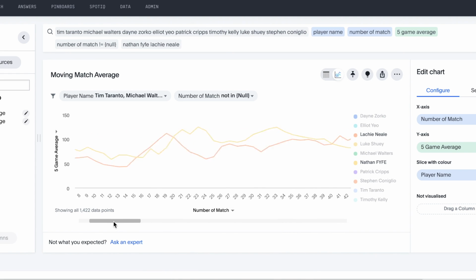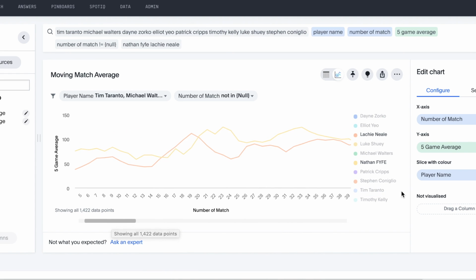So let's have a look. The players we're interested in, the ones we've selected. If we have a look at what Tim Taranto is looking like during his career.